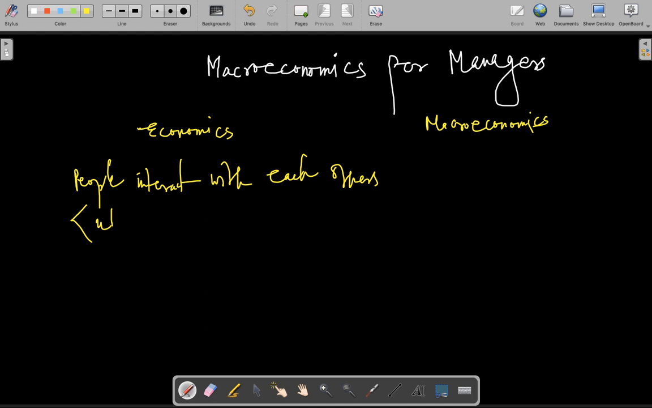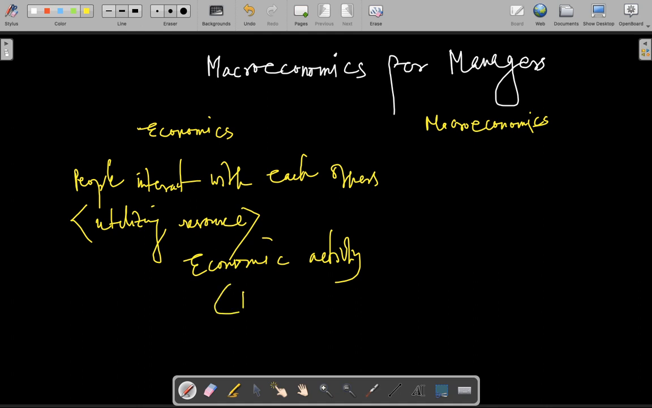Okay, utilizing resources to perform certain economic activity, and those activities are, say, production, right, or distribution, right, or consumption. So all these different activities we actually perform. People come together, people do bring in resources, and then we do these kinds of economic activities.